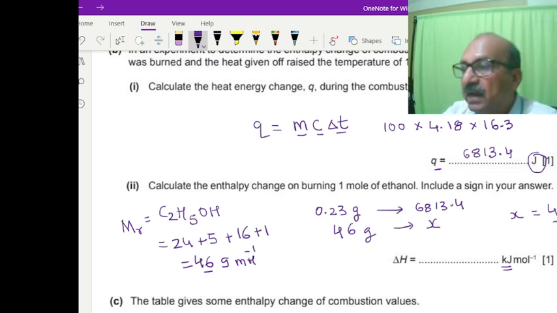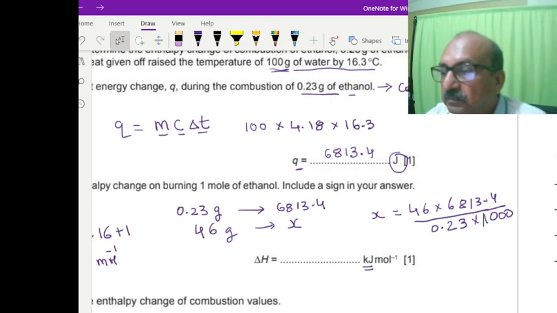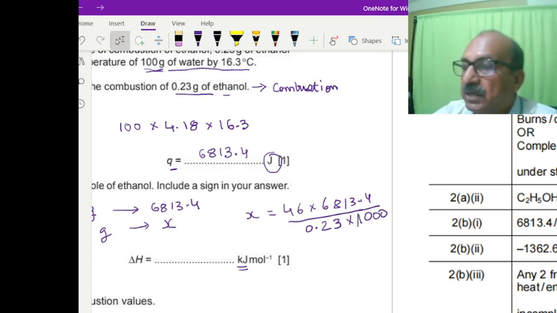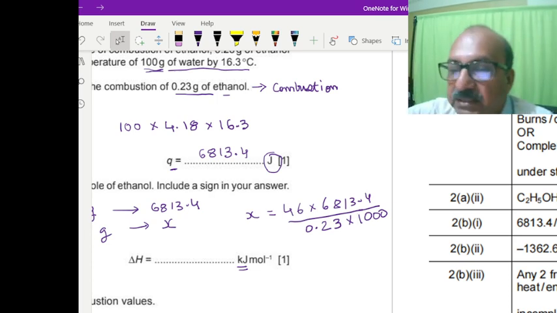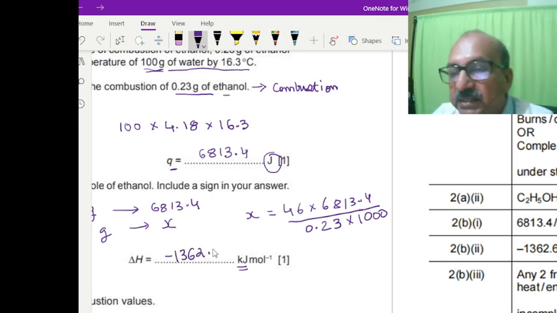And if you do that, then what is the answer that you get? I'll just show you. Yes. So you will get this answer, minus 1362.68. If you round it, then it will be minus 1362.7. If you further round it, it will be minus 1363. So they are accepting all the answers. So let's take the middle one, minus 1362.7 kilojoules per mole. That is the answer.